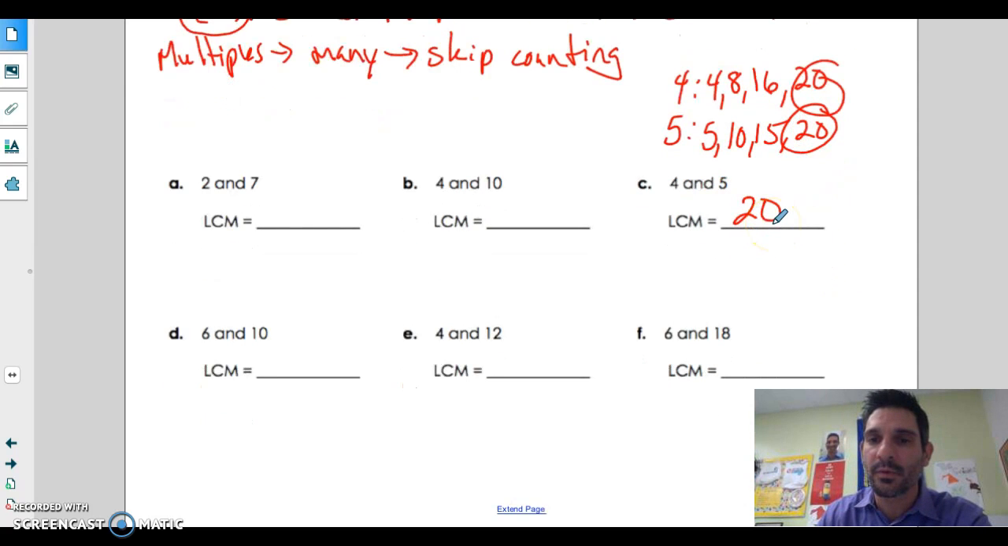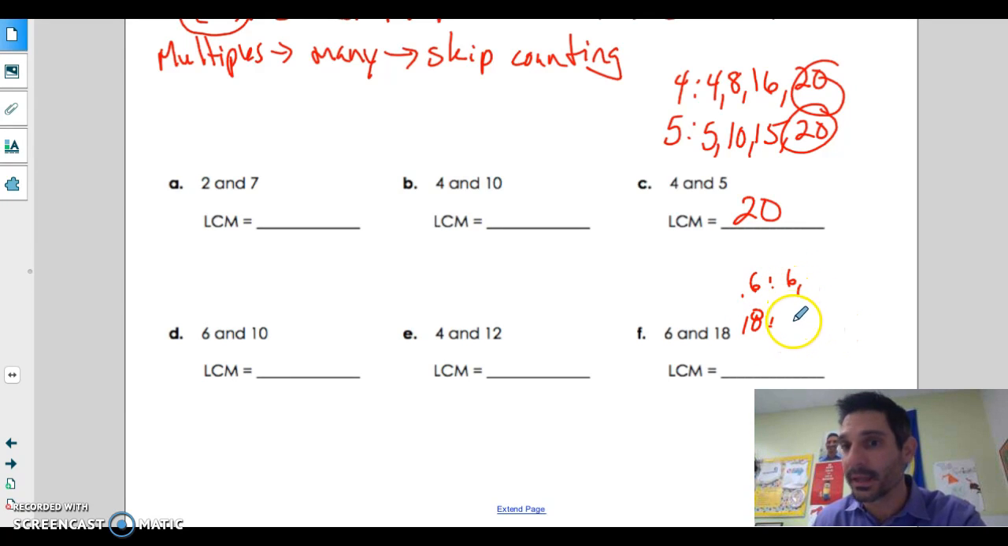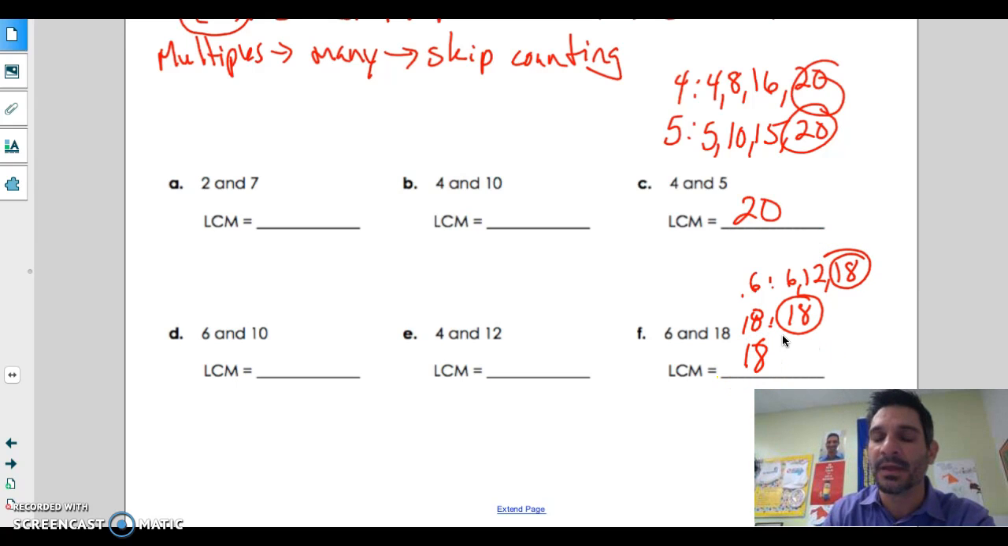If I went with 6 and 18, I might go with the smaller one first, because there's no sense of going 18, 36, etc. 6, 12, 18. And I know the first multiple of 18 is 18. So that would be my denominator. And that's how we make equivalent fractions.